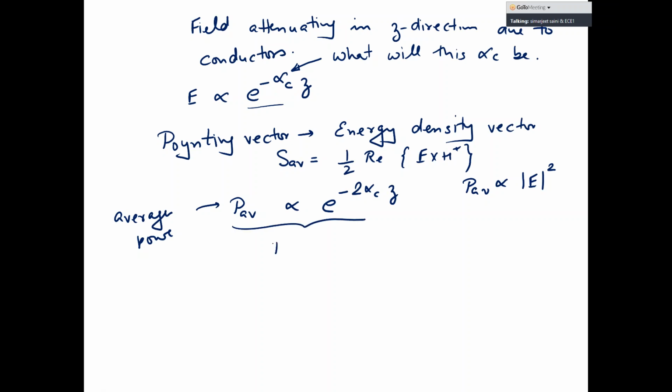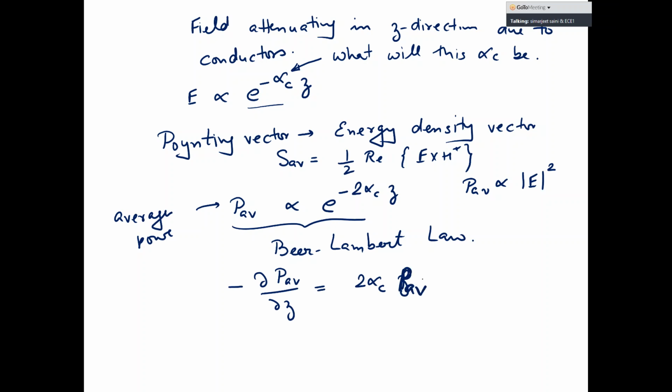So to calculate now, basically this term here is called the Beer-Lambert law. And the differential equation is basically that the derivative of P average over z is going to go as some 2 alpha C times P average, whatever average power I started with. If I started with an average power of P average and I went a small distance delta Z, then P average after delta Z would be P average I started with times exponential minus 2 alpha C delta Z. Taking the log of it, you can write this differential equation.